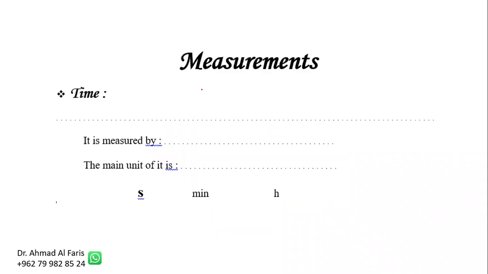Now the first topic that we're going to talk about is measurement, because we know that physics is the science of measurements, and we use these measurements to do some calculations to find out some values. Some definitions are not included in our syllabus, but if they bring a question and ask you to define a certain word like time, who can tell me how we can define time?